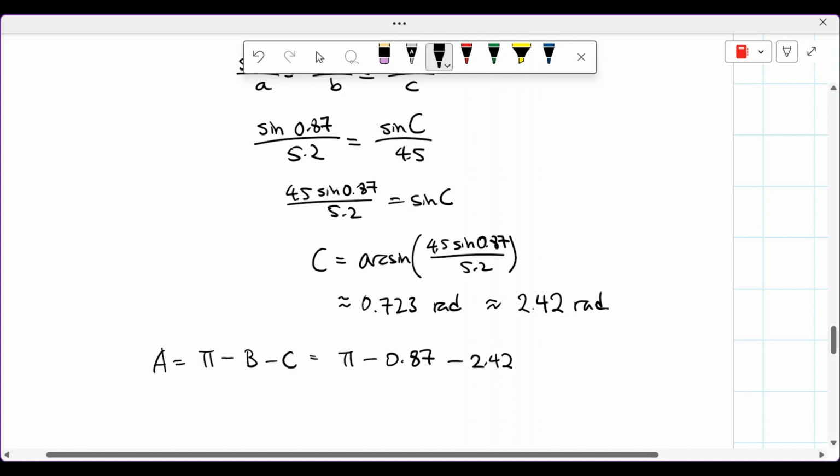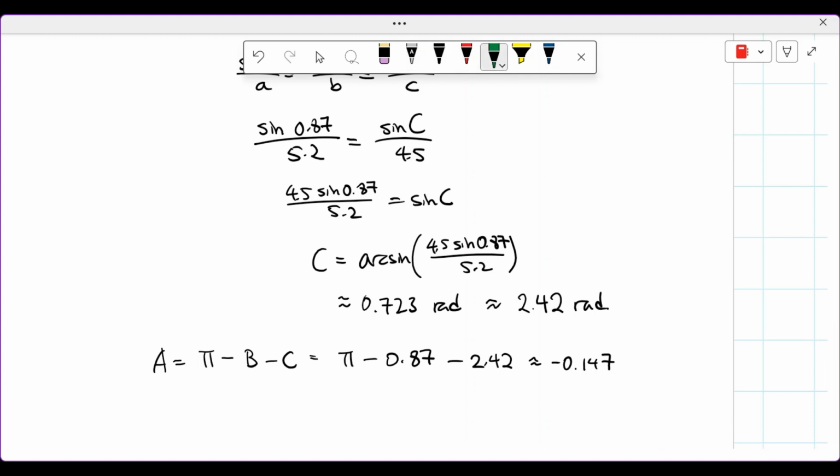So if you do pi minus 0.87 minus the answer, and I get approximately negative 1.47 radian, which is definitely not a true answer because we can't have a negative angle. So that rules out the answer for the second one. It's only possible that C is equal to 0.723 radian.